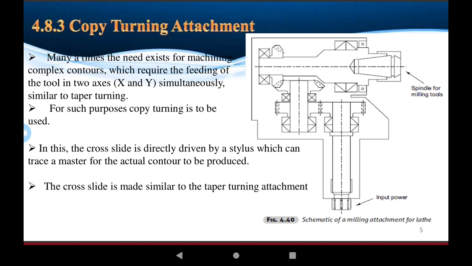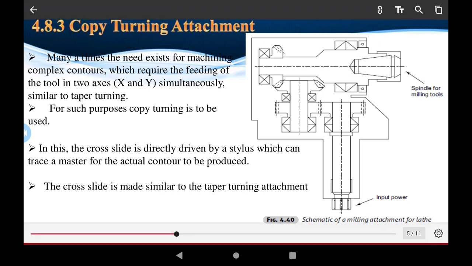I know that for the figure I provided, there is a sum of figures present. Okay, this is the input power. This is the shaft. The shaft is provided for the rotary motion. This is the center of the shaft, and this is used for the spindle for the milling tools. This is the spindle.